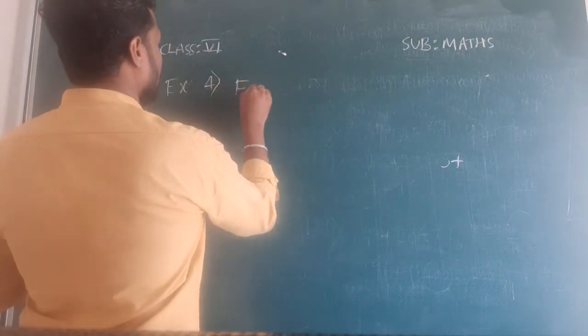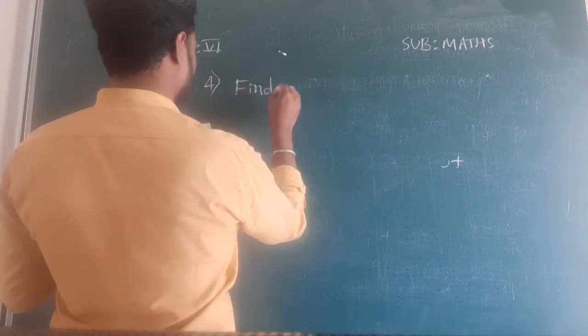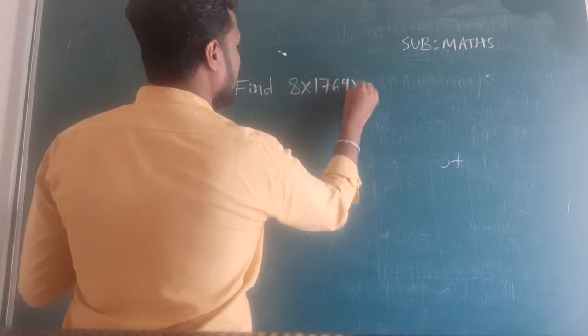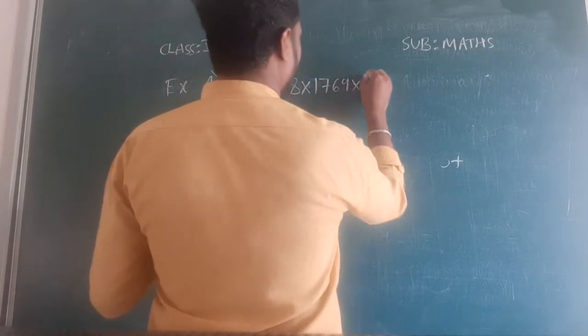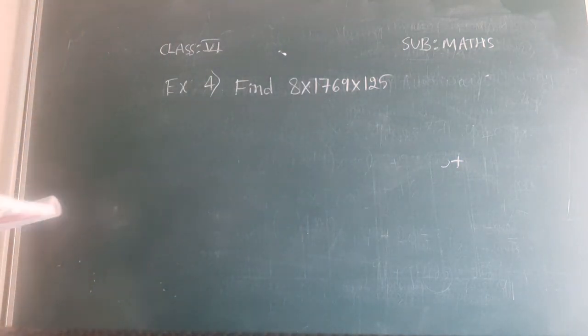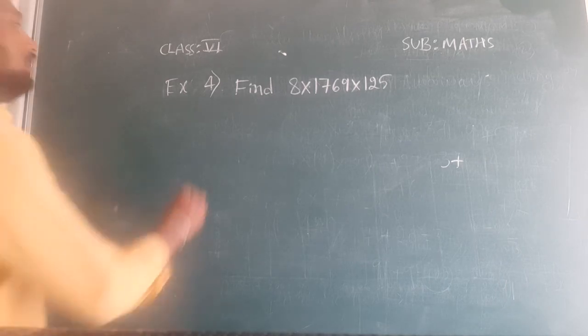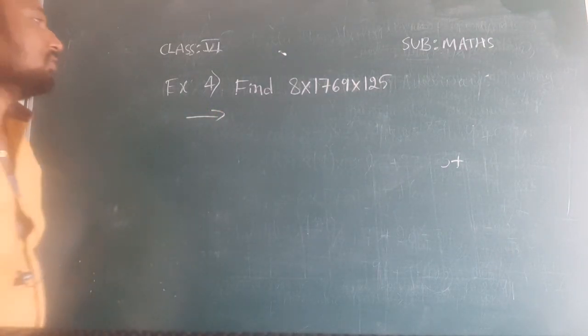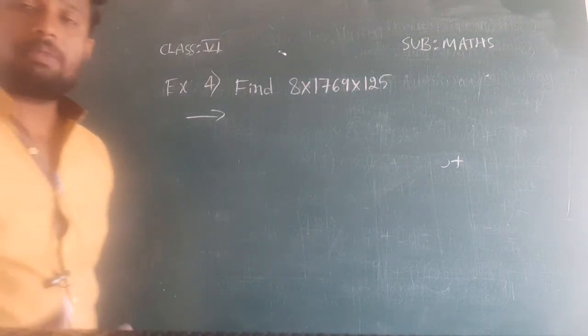Find 8 into 1769 into 125. They have given this 8 into 1769 into 125. So here, which property do we have to use? We will first use commutative property.